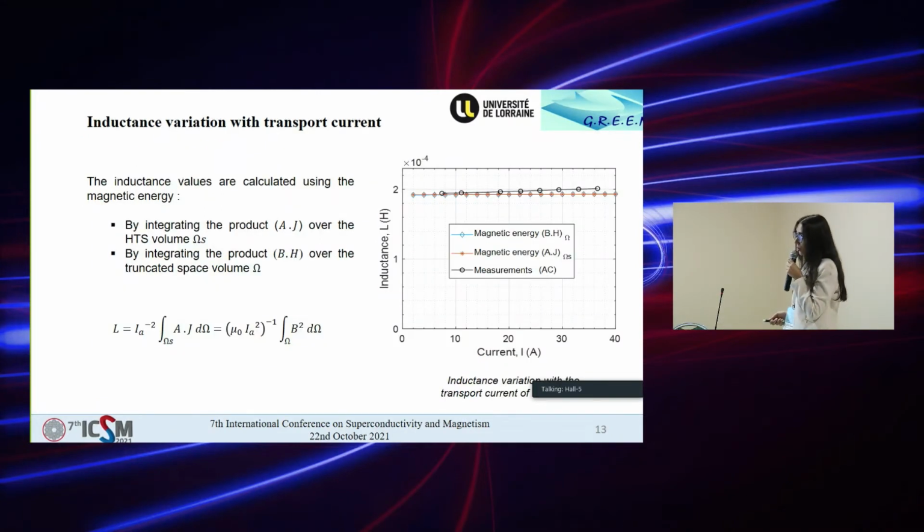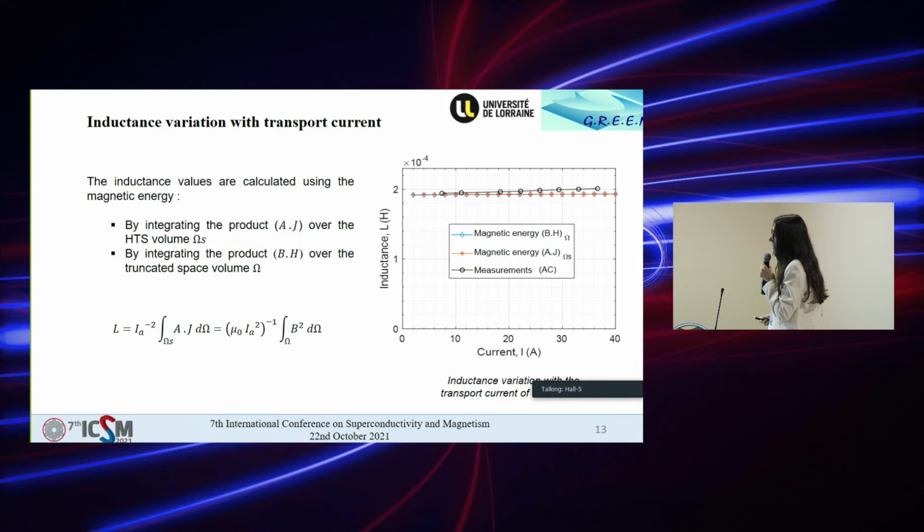The inductance values are calculated using the magnetic energy, either by integrating the product A times J over the HTS volume, or by integrating the product B times H over the truncated space. Here are the experimental and numerical results of the inductance with respect to the current.